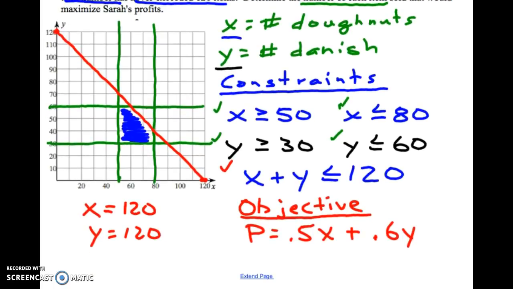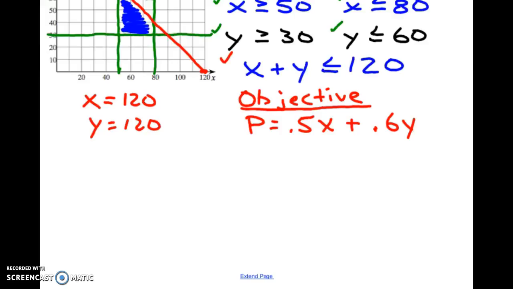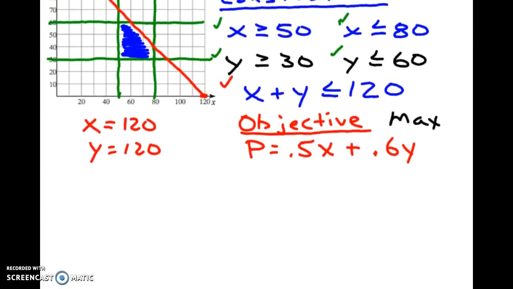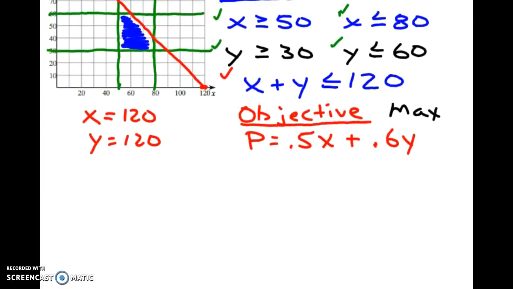Now, the next thing we need to do is figure out our maximum. She wants to maximize the profit, right? I don't think we mentioned that before. We want to maximize this objective function. So let's find our corner points. Since we had 5 lines, we're actually going to have 5 corner points. Start on the bottom left: we've got an x value of 50 and a y value of 30. Top left, x value is 50, y value is 60.